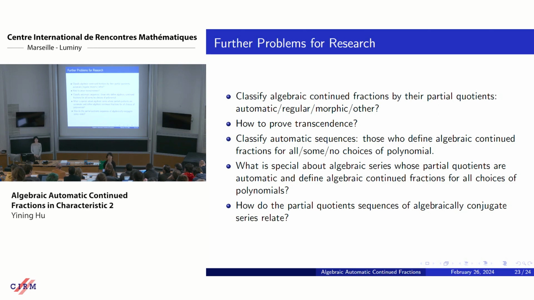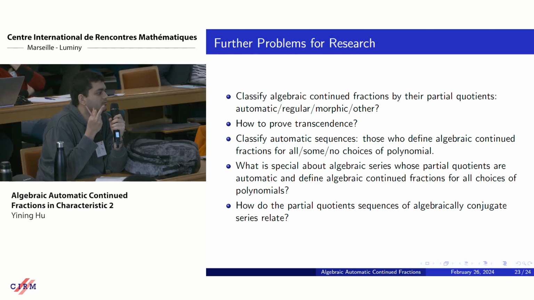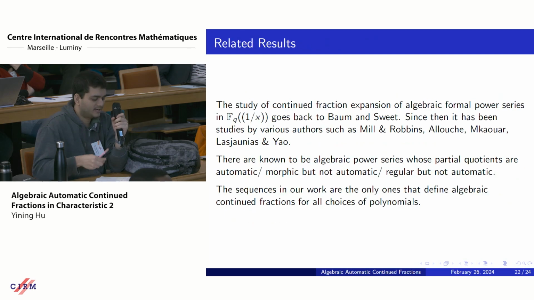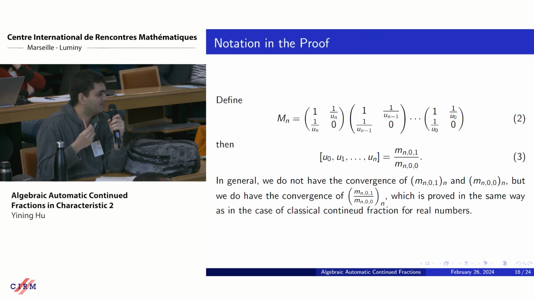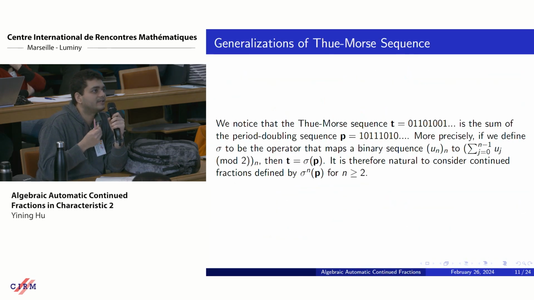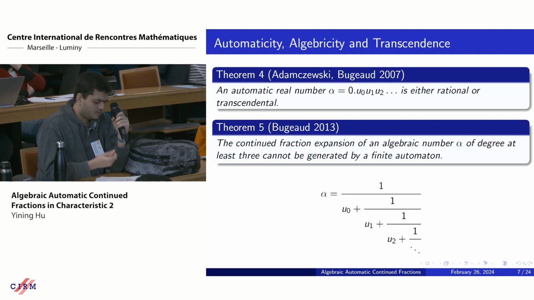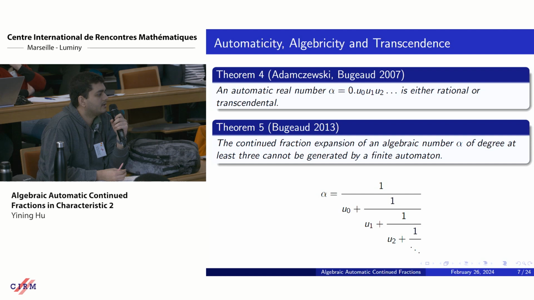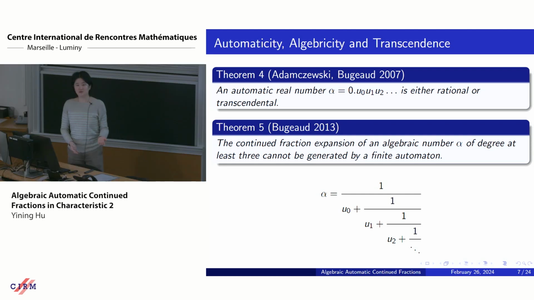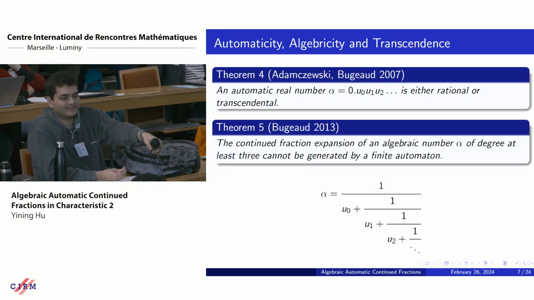Thank you for the talk. There was this theorem 4, and it was kind of bugging me because my poor brain couldn't think of an example of an automatic real number that's rational. Could you give me an example? Periodic sequences are rational. Yeah, periodic sequences are automatic. Yeah, of course. Okay. Sorry. Thank you.